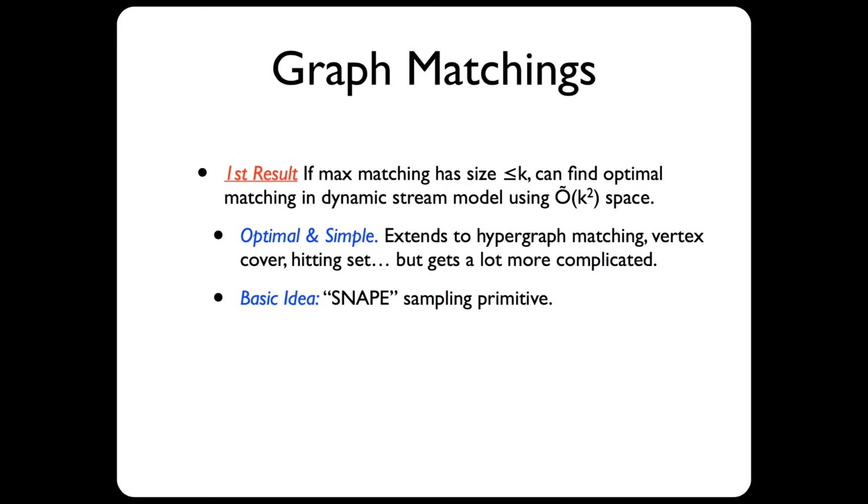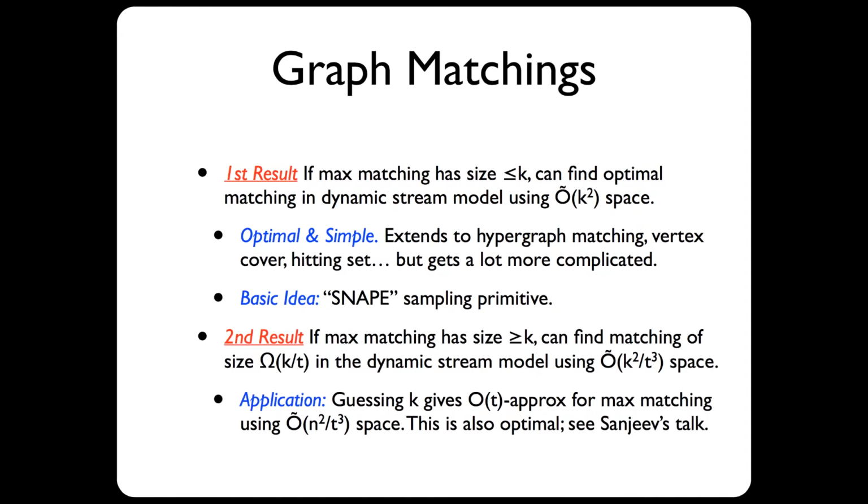You can extend this to hypergraph matching and hitting set, but it gets very complicated and it's not a result for discussing today. And the basic idea is this Snape sampling primitive. And then the second result is, if the matching is now bigger than k, then you can find a matching of size k by t, so basically a t approximation, in the dynamic data stream model using roughly k squared divided by t cubed space.